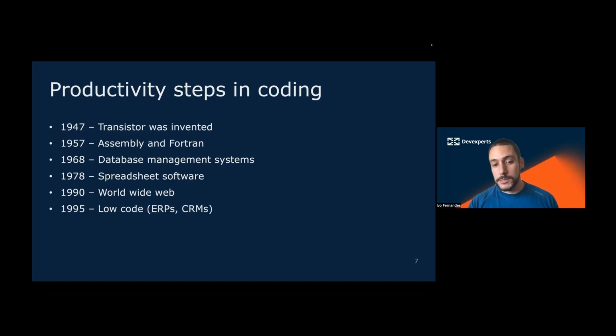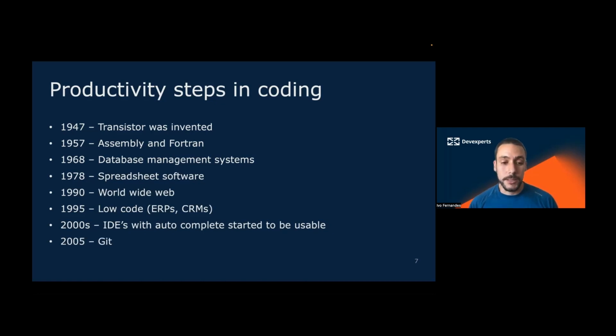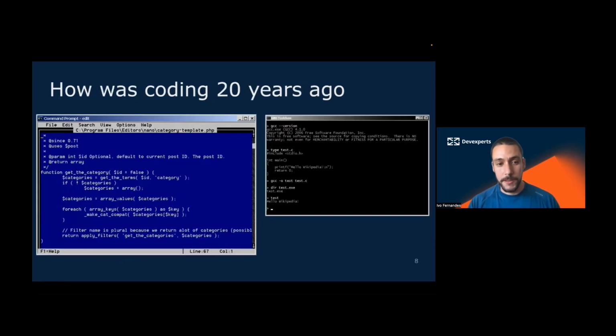The ERP and the CRM are more in the productivity spectrum, and the IDE is also in the productivity spectrum, and Git is more in the collaboration part. So we've taken a lot of steps to become better developers, and this is just one more step that will make us better and help us deliver better products. But it's not a single event that never happened before.